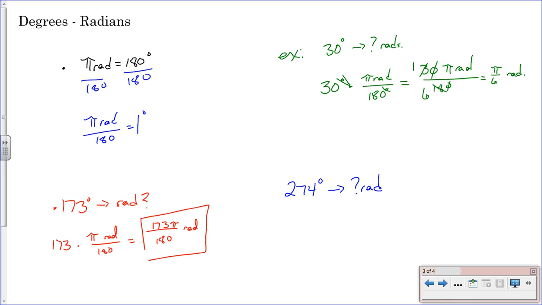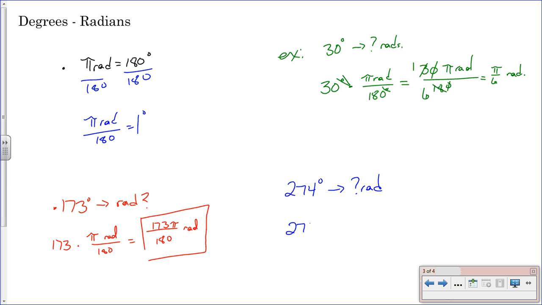So that is your answer. 173 pi over 180 radians. And you can't do any more with that. It doesn't reduce.